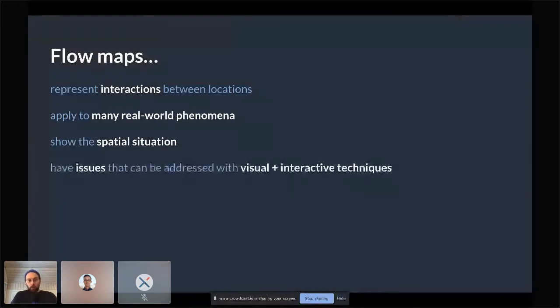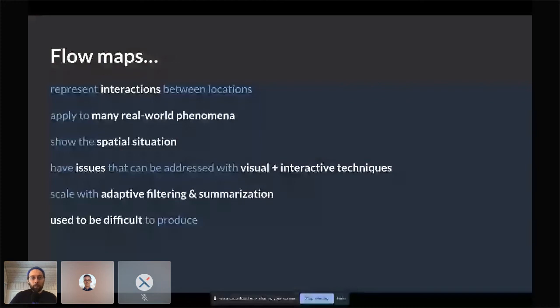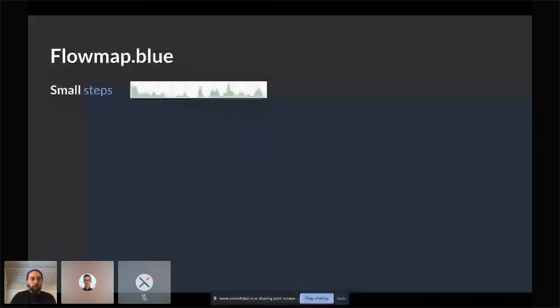There are issues with them, but they can be addressed with certain visual and interactive techniques. And they can be scaled, meaning even larger data sets can be represented with adaptive filtering and summarization, for example, clustering. Flow maps used to be difficult to produce, but I'm doing my best to try to change that. So that's why I developed this tool. And here's something I learned while working on the tool.